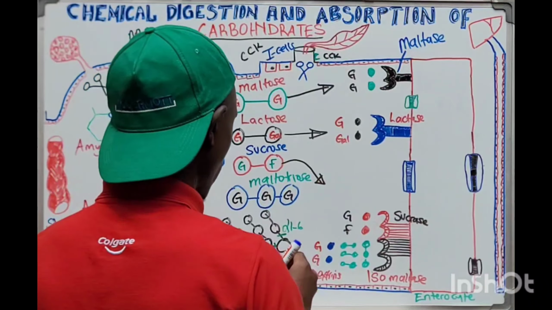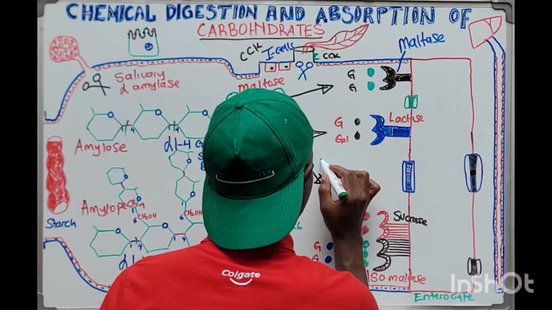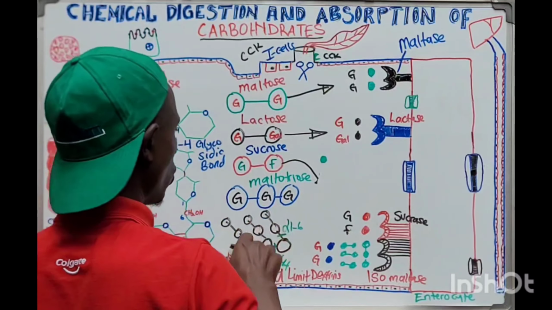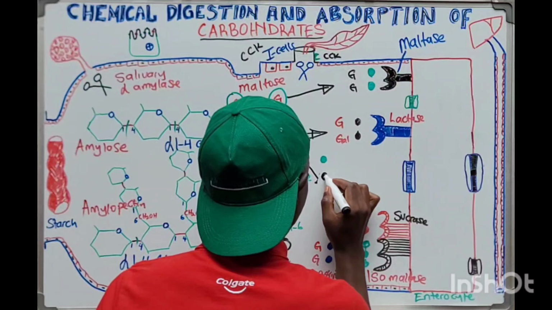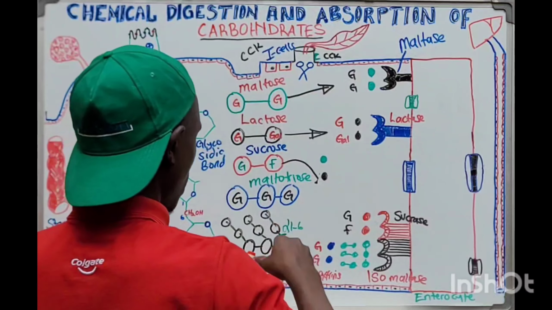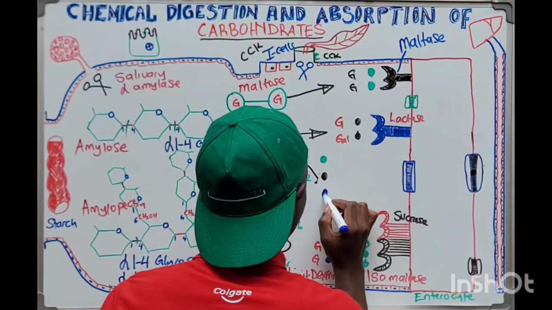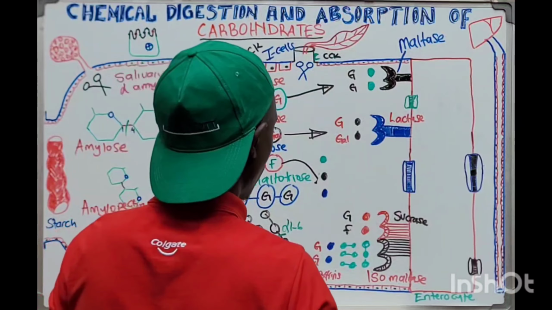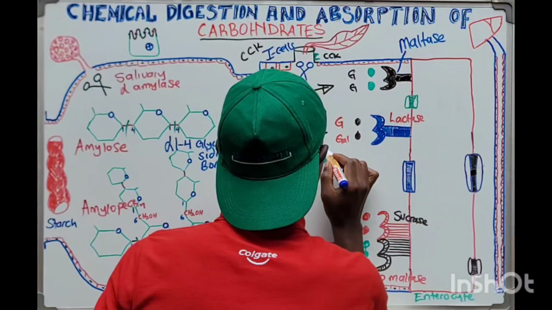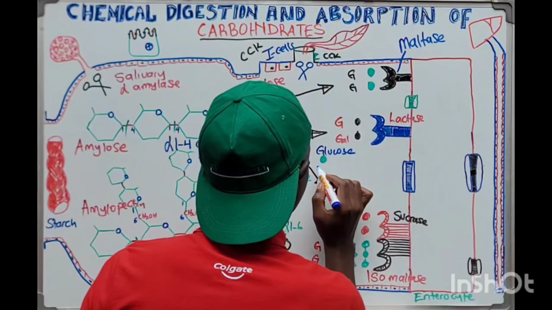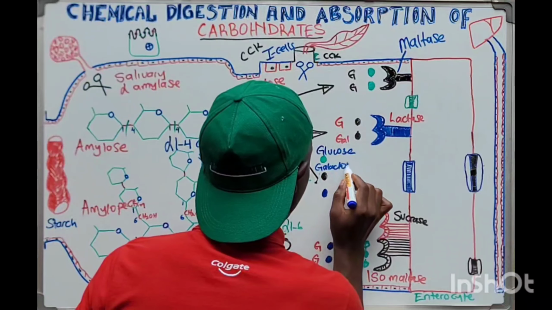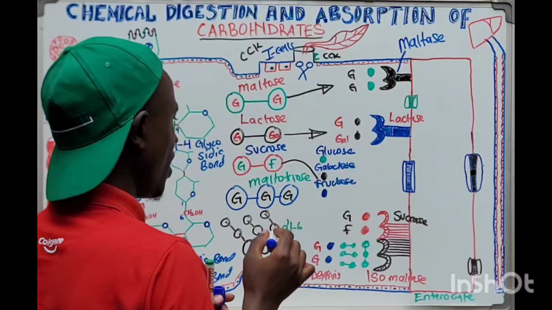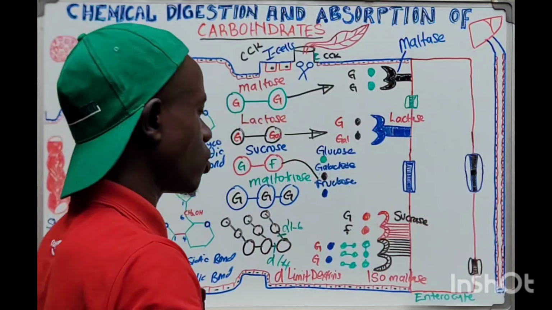Now, what monosaccharides have we formed? The first one is glucose, the second one is galactose, and the last one is fructose. So we have formed glucose, galactose, and also fructose. Okay, these are the three main absorptive molecules of carbohydrates.